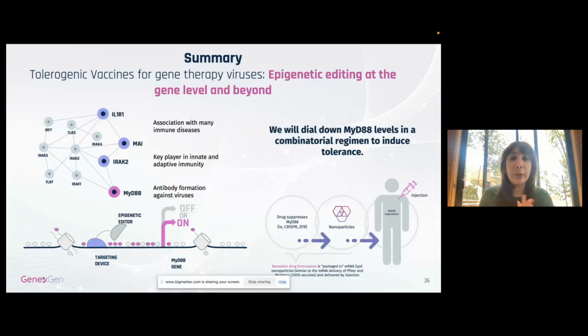So I just want to conclude by summarizing that we are developing tolerogenic vaccines for gene therapy viruses by combining mRNA technology, epigenetic editing, and lipid nanoparticles to create a tolerogenic or anti-adjuvant chassis that can carry the antigen of interest to then train the immune system to ignore these antigens.